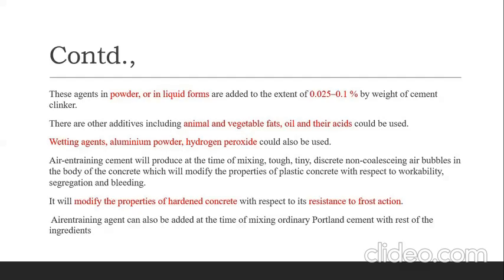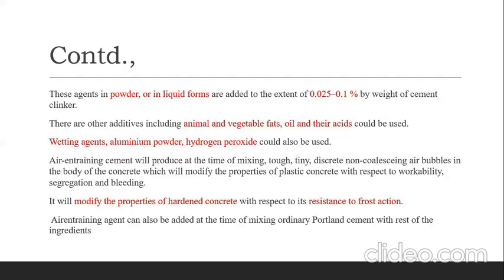If we provide more of these agents, we will make the concrete weak. Apart from the above materials, there are some other additives also, such as animal fats, vegetable fats, oils, and their acids, which can also be used for the development of air entraining cements. A commonly used air entraining agent is hydrogen peroxide, which is commonly used in the construction sector.